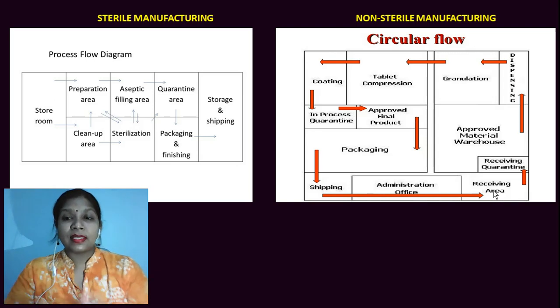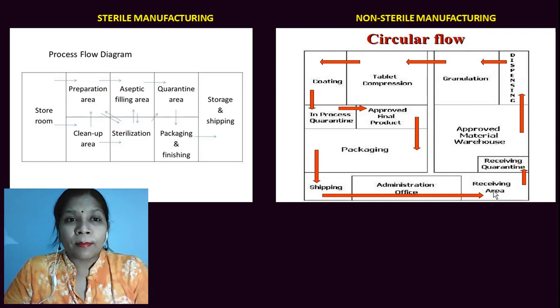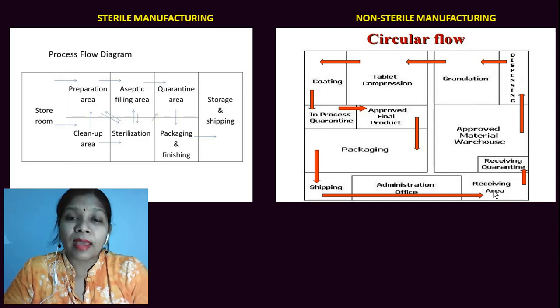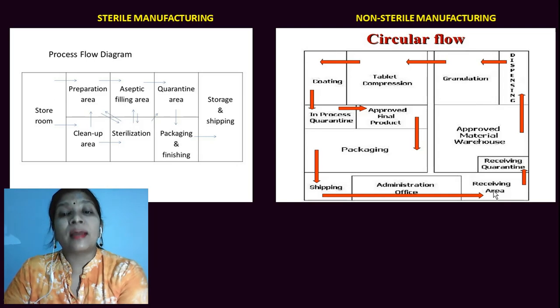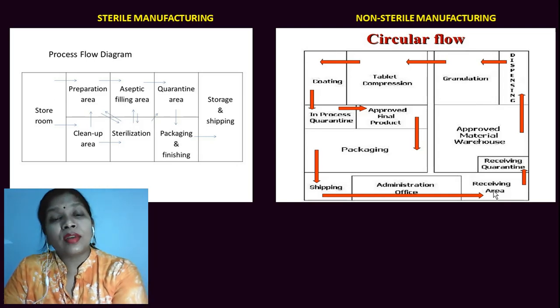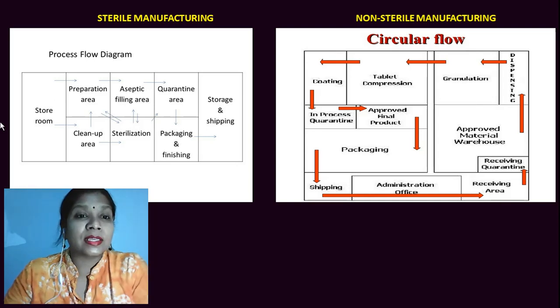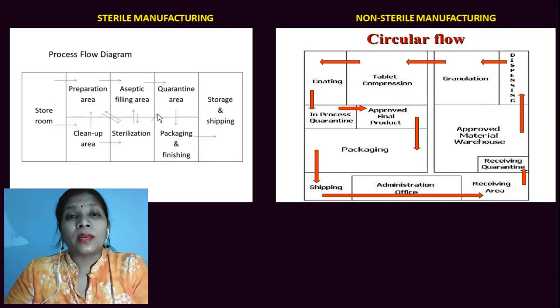Now one thing I'll say here, if you compare these two layouts, the sterile manufacturing and the non-sterile manufacturing, the biggest difference is that the sterile manufacturing is not a circular flow. That means in some areas we have unidirectional flow, but in case of the non-sterile manufacturing you can move in a circular manner. People from granulation can go into tablet compression, and from tablet compression they can again move into the granulation area. So there is no restriction in the non-sterile manufacturing. But in the sterile manufacturing, as you can see here, from the storeroom you can go to the preparation, from preparation you can go to the aseptic filling area, but you cannot return from the aseptic filling area to the preparation area. If you are doing so, you need to follow a particular protocol.